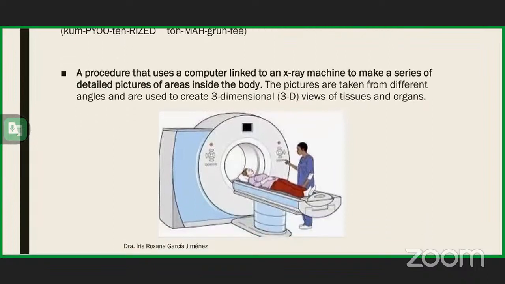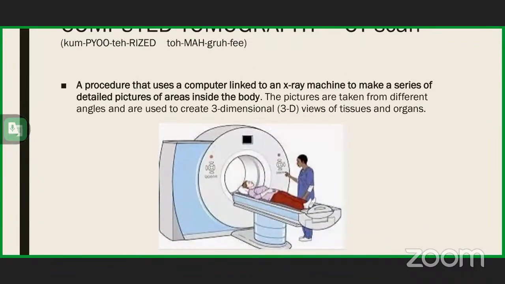Well, we all know that it's a procedure that uses a computer linked to an X-ray machine to make a series of detailed pictures of areas inside of the body. These pictures are taken from different angles and are used to create 3D views of tissues and organs. You can see this is the machine, right?